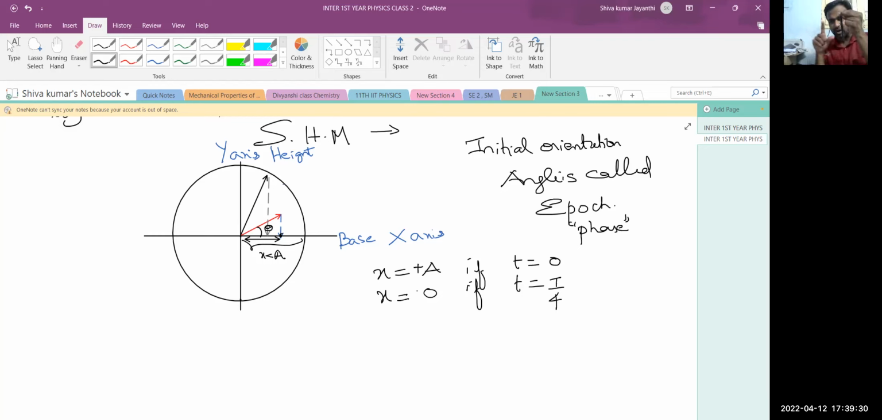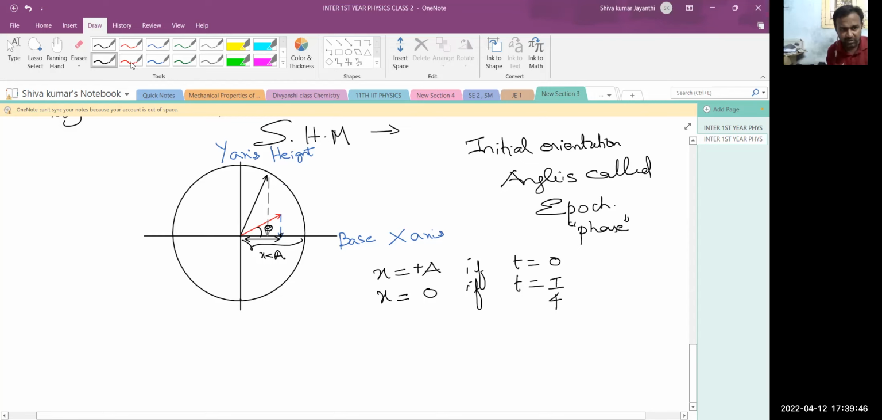In T by 4, what happened to x now? Originally x was amplitude. Now where is x? No x, because it's lying on the y-axis. There x is not there. x is 0. Did you understand that? Clear? Understood this?